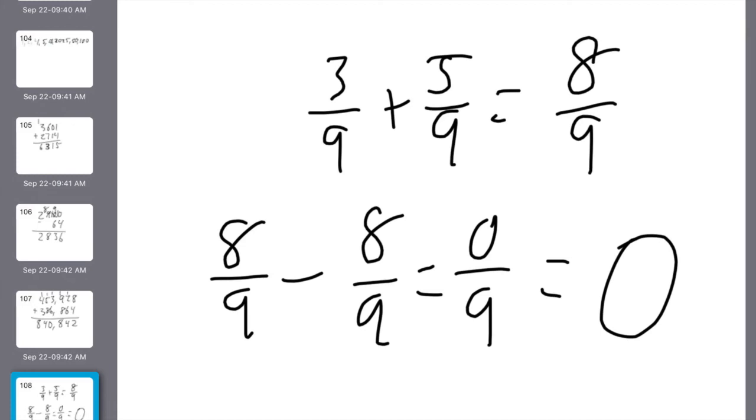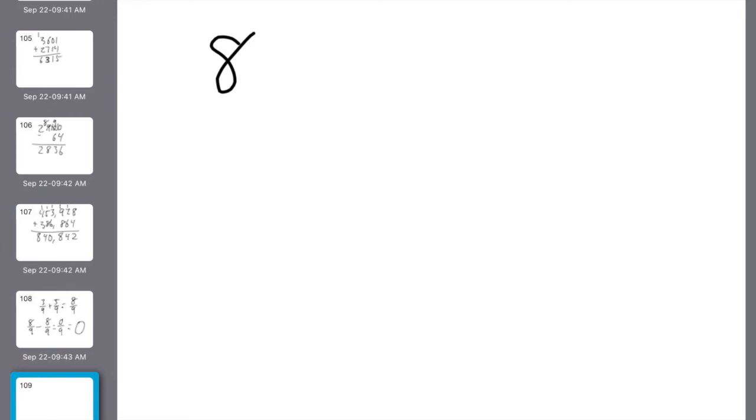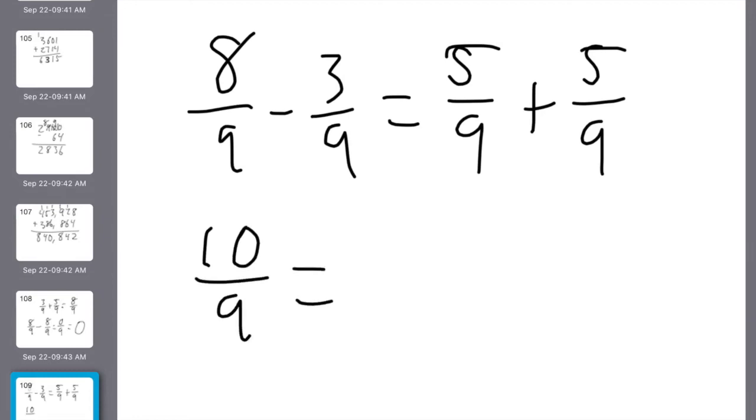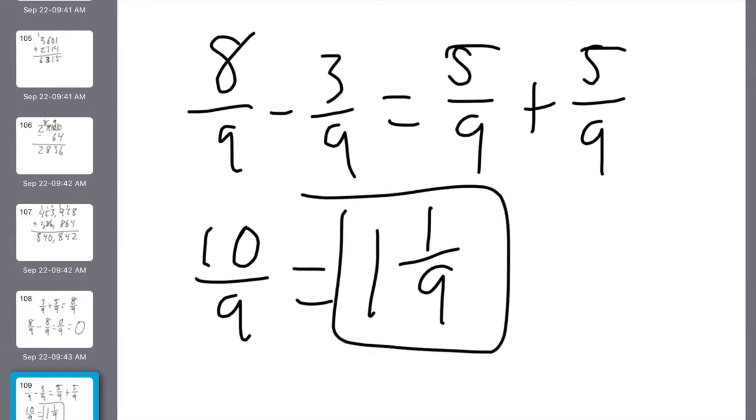22, same numbers, different ones in parentheses. This time it says do 8/9 minus 3/9 first. That equals, subtract the top, 5/9. Then I'm going to this time add that to 5/9. Add the tops, gives me 10/9. Simplified by dividing, 9 goes into 10 one time. I have 1 left over. So that equals 1 and 1/9.